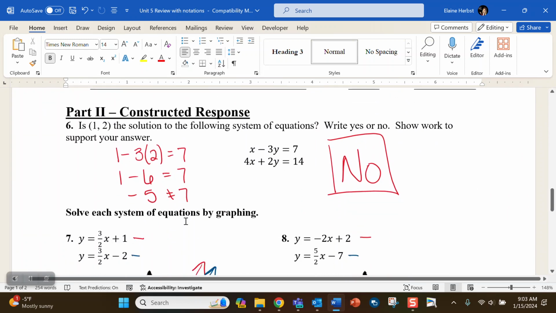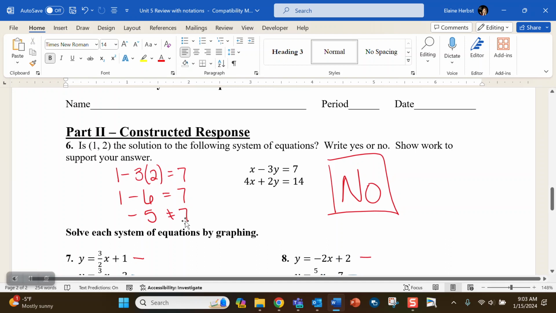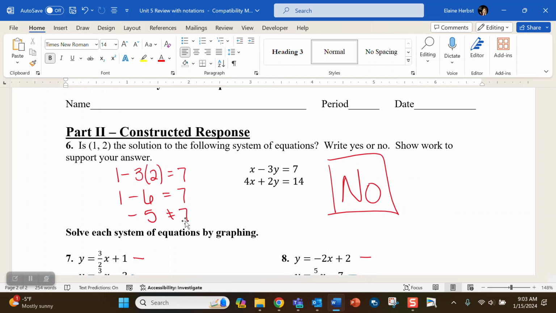Question 6 asks if (1, 2) is the solution to the system. I went ahead and plugged 1 in for x and 2 in for y and found that it did not work for the first equation. So that means you don't have to check the second one, and we can just say no.